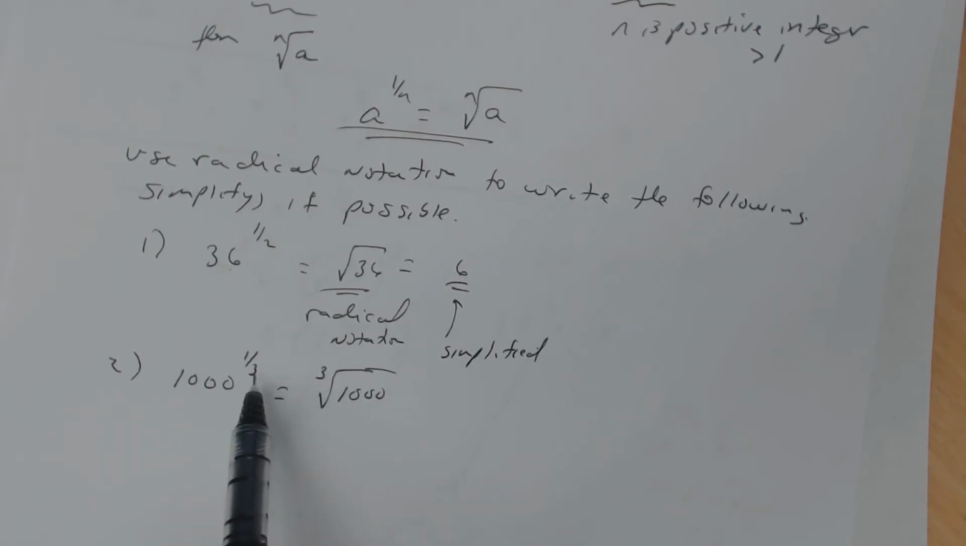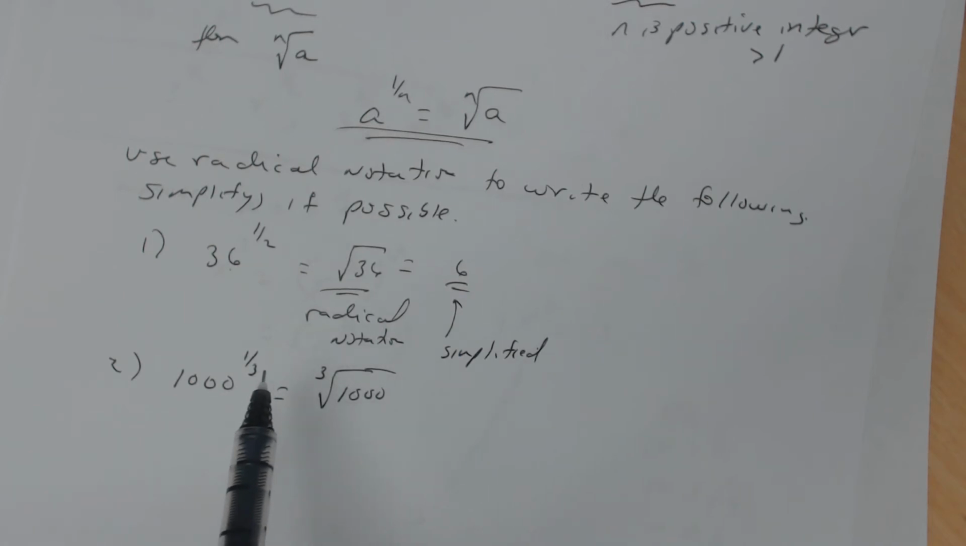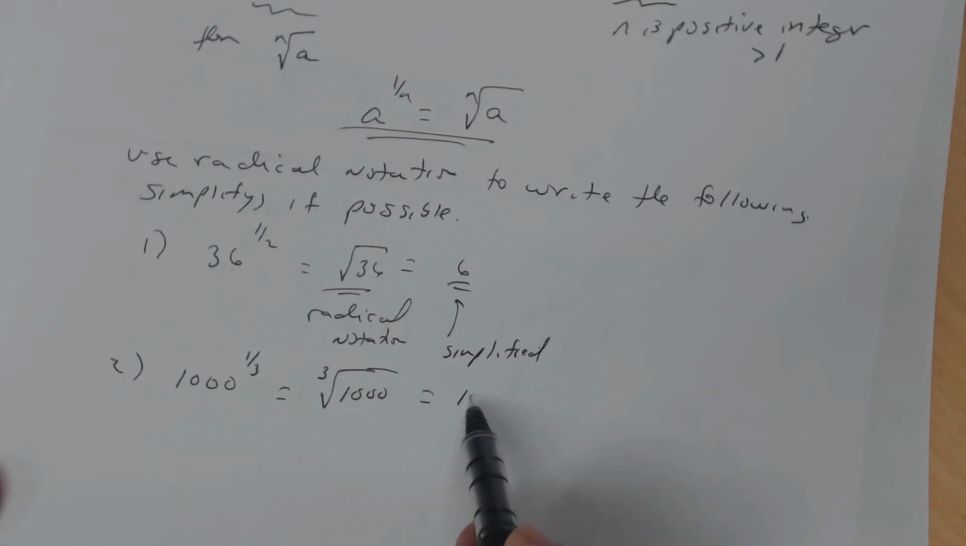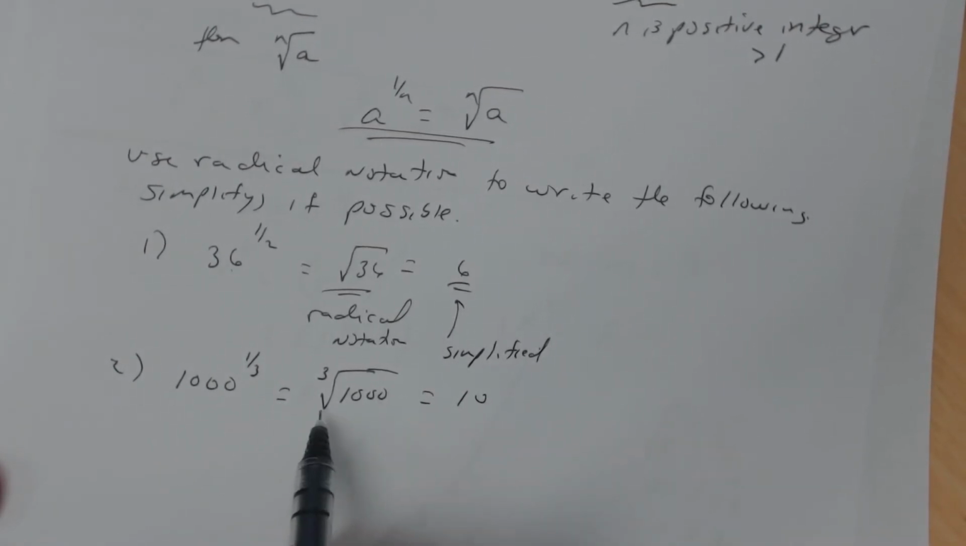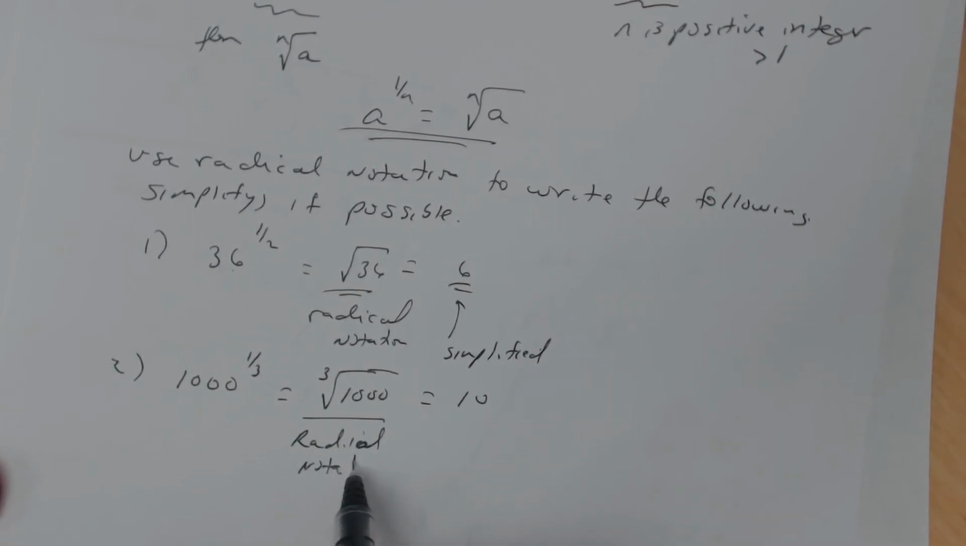Here, remember the numerator is 1, so I can use this definition. The denominator is 3, so that's going to be the cube root. So that becomes your index. Without using a calculator, think: what number times itself 3 times is 1,000? Well, it's going to be 10, because 10 times 10 is 100, and 100 times 10 is 1,000. So the answer is 10. Notice this is your radical notation, that's what you put in the blank, and this is the simplified answer.